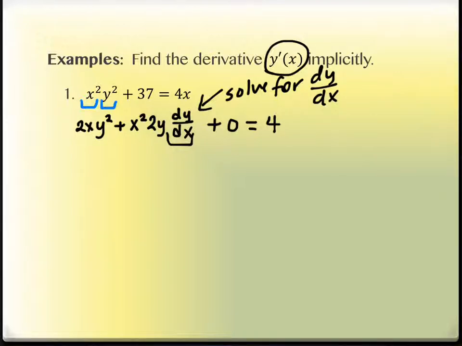Now, the answer that I solve for is going to have x's and y's both in it usually, but I am going to solve for it. So, what would be my first step to solving for dy dx? Fantastic. So my x squared 2y dy dx will stay on the left. And on the right, I will have 4 minus 2xy squared. Now what?